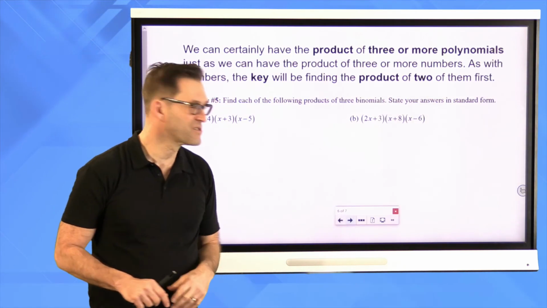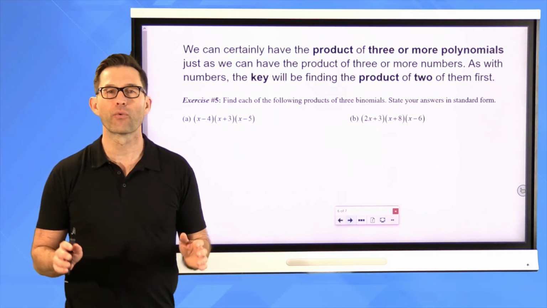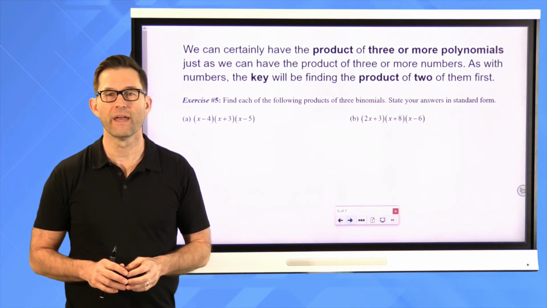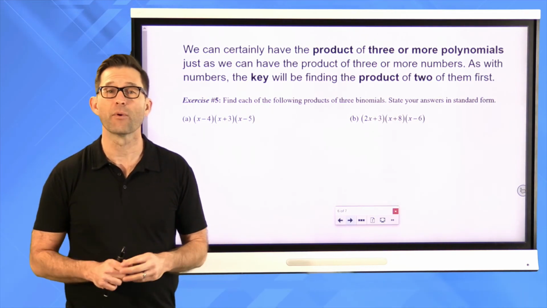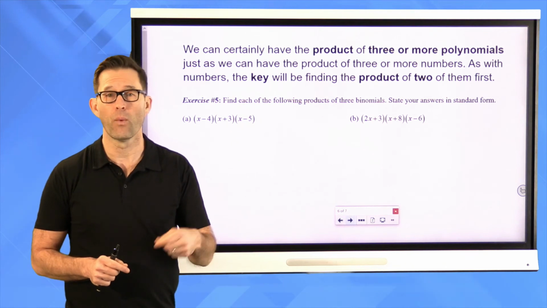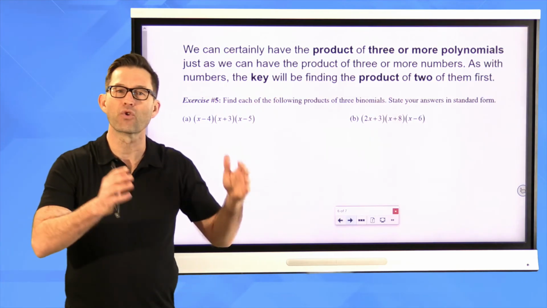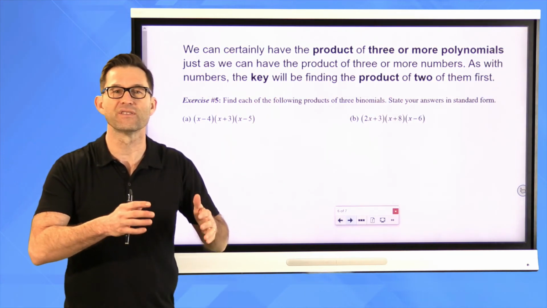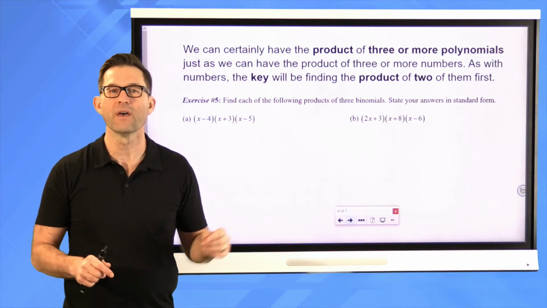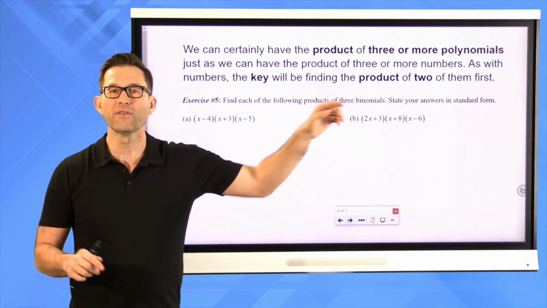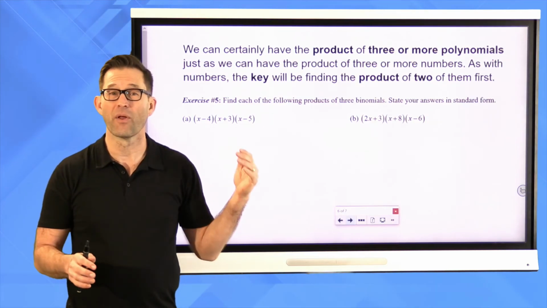Now, this all leads us to one last thing we're going to do. We can certainly have the product of 3 or more polynomials, right? Just as we can have the product of 3 or more numbers. Up to this point in time, we've only multiplied one polynomial by one polynomial. As with numbers, we want to keep going back to normal numbers because algebra basically is just doing with expressions and variables what you do with normal numbers. But the key will be to find the product of 2 of them first, and then once you have that, take that product and multiply by the last one, right?